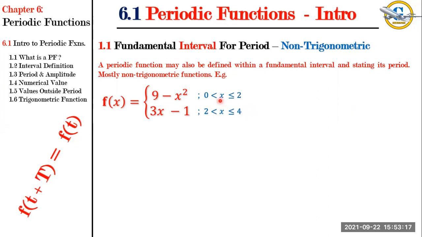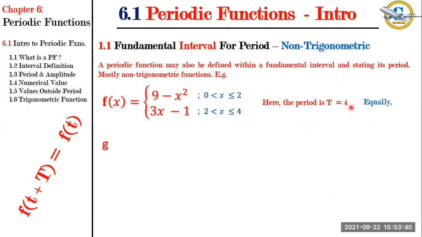To obtain the period of this function, we look at the lowest value of the interval for which it has been defined. From 0 to 2, the lowest value is 0 and the highest value is 4. So the period is the difference between these values. Here, the period is given by T equals 4, since 4 minus 0 is 4.